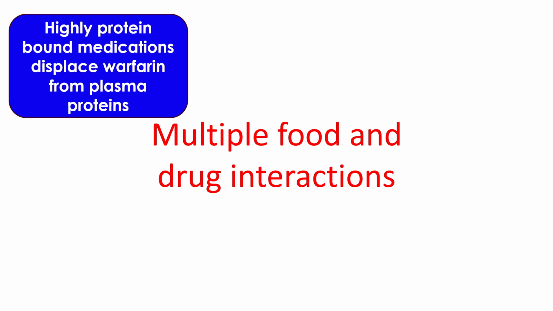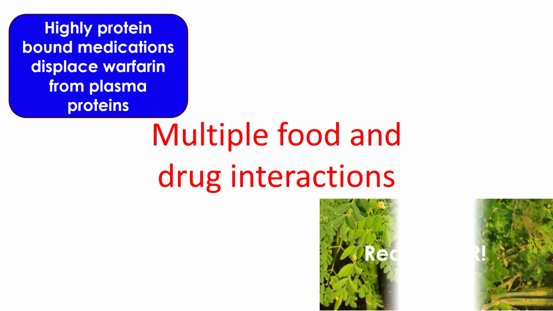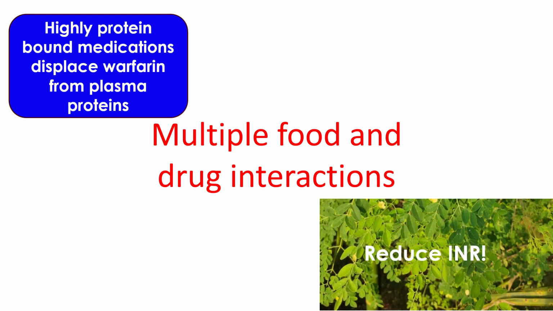Several other medications and foods interfere with the action of warfarin. Highly protein-bound medications displace warfarin from plasma proteins and increase bioavailability. Green leafy vegetables with high vitamin K content can reduce INR. Whenever other medications are added or removed, it is better to recheck the INR even if it was stable earlier.